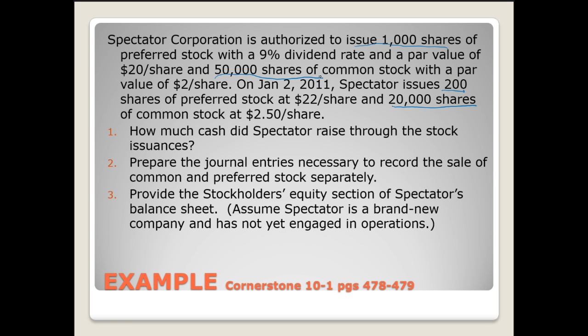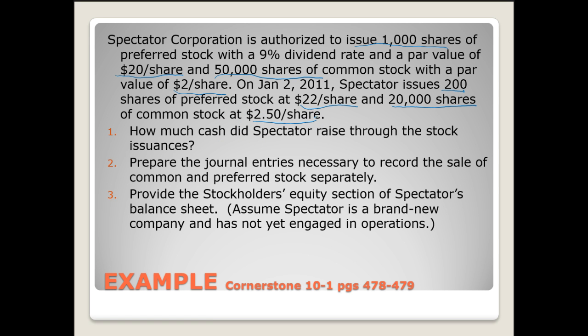So right now, the company is authorized to issue 1,000 preferred, but there are 200 outstanding as of January 2nd. They are authorized to issue 50,000 shares of common, and there will be currently 20,000 shares outstanding. Now, in each case, preferred and common, they were also able to issue them for more than the par value. Par value of preferred was $20 a share, and it was issued for $22 a share. The par value of common was $2 a share, and it was issued for $2.50 a share.